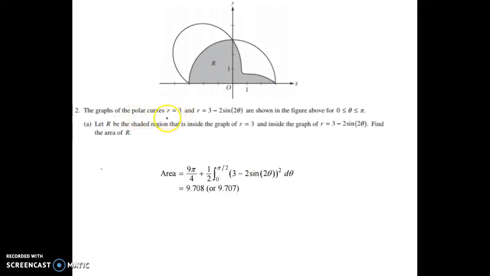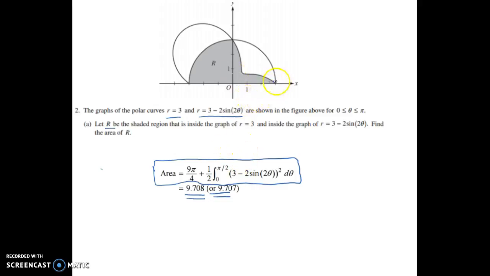We are told that the graphs of r equals 3 and r equals 3 minus 2 sine theta are shown, and we're trying to find the area of the shaded region. I'm going to start this one off by just showing you guys the answer that was on the rubric. There are alternative answers that are also correct, but regardless of how you do this, this is the answer you should end up with once you calculate it all out.